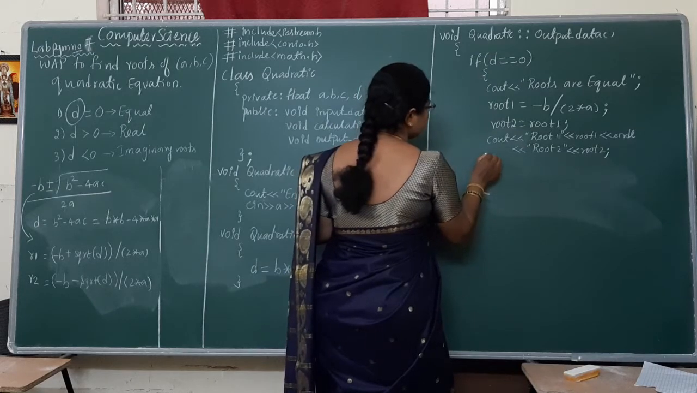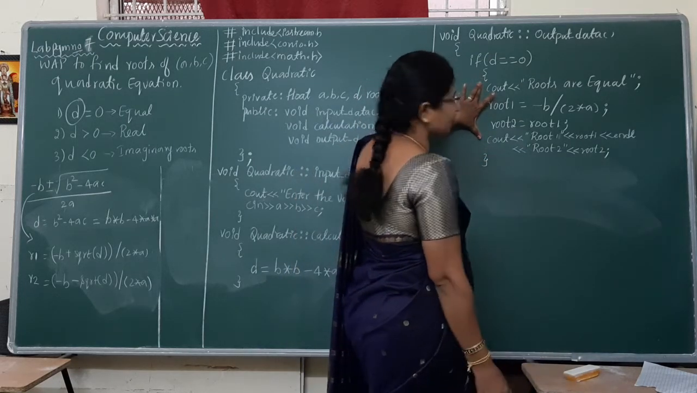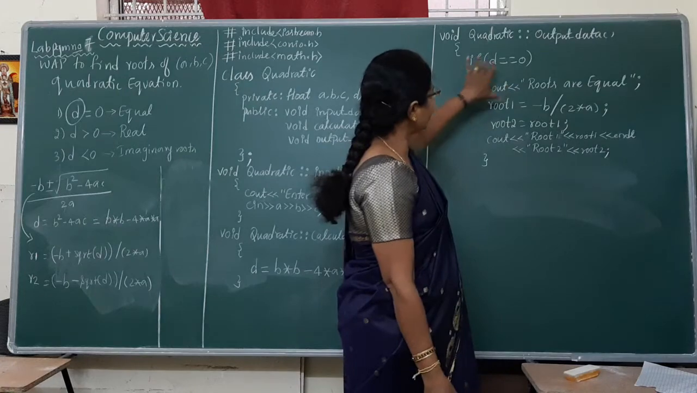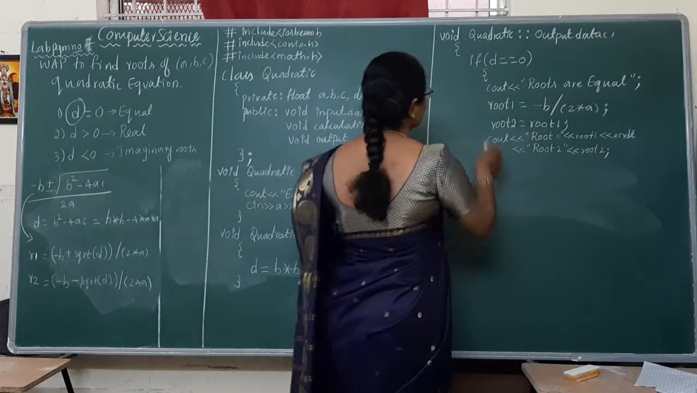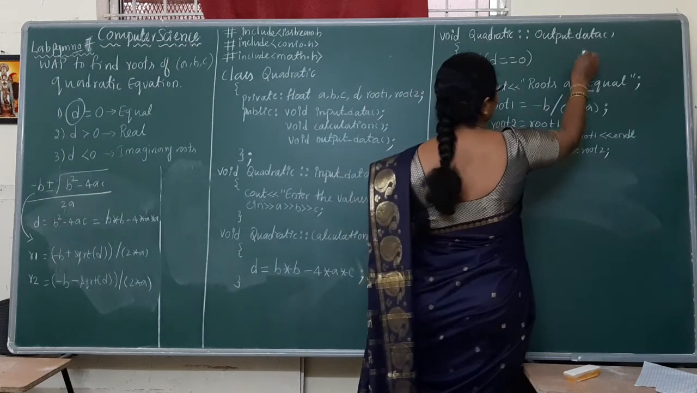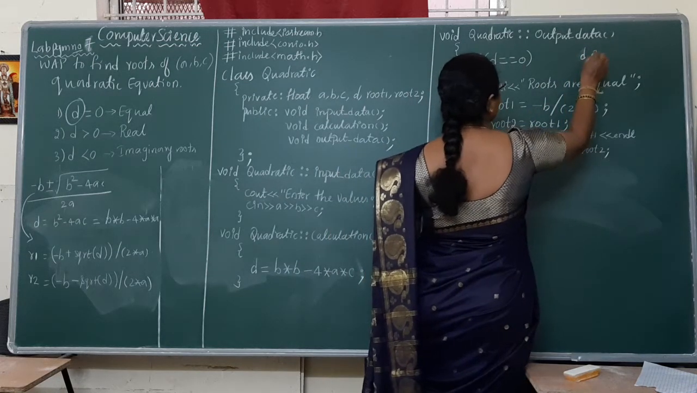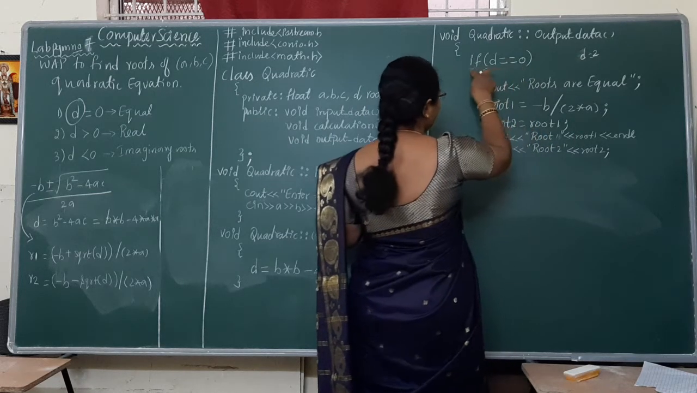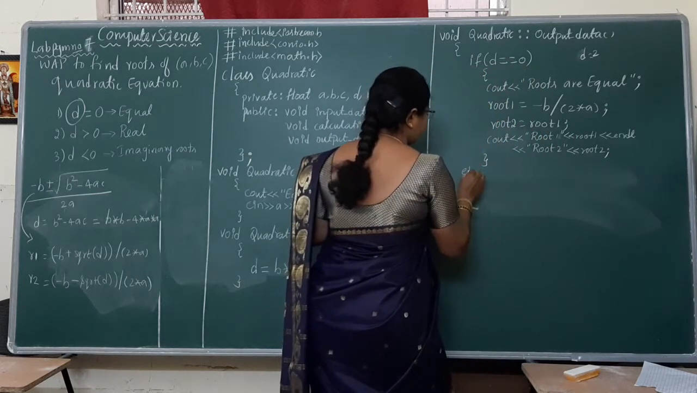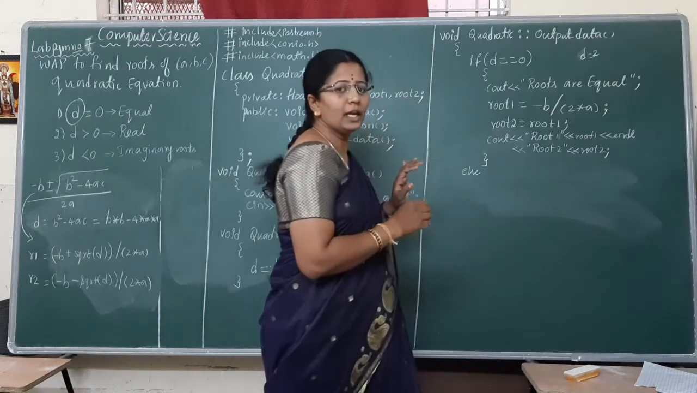So this if condition finished. If D is 0, then only this particular part will execute. Otherwise, suppose D is not 0, suppose D is 2. Is 2 equal to 0? No. Condition will move to the else part. Control will move to the else part.